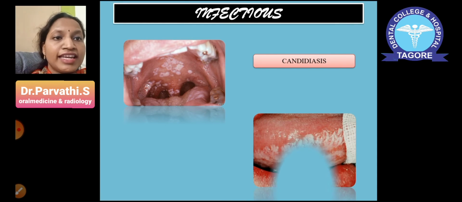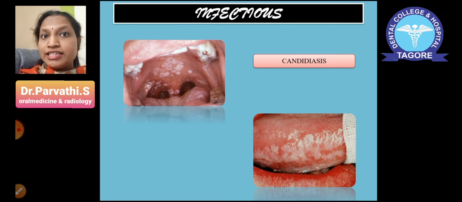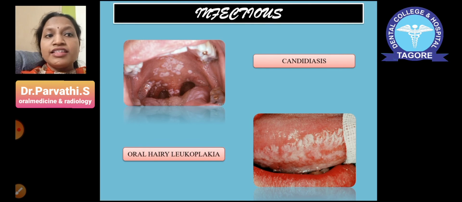Next, in this picture there is a white keratotic layer on the lateral border of the tongue. This is called oral hairy leukoplakia. What is oral hairy leukoplakia? It is caused by the Epstein-Barr virus. It is a viral infection, and the most important point is that it is most commonly associated with HIV patients. In HIV patients, they often suffer from oral hairy leukoplakia.